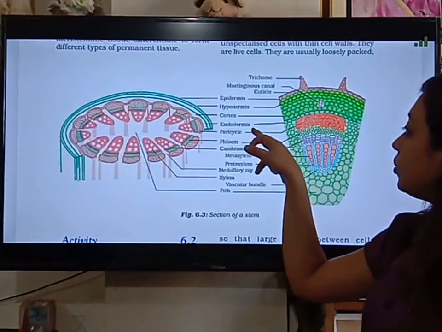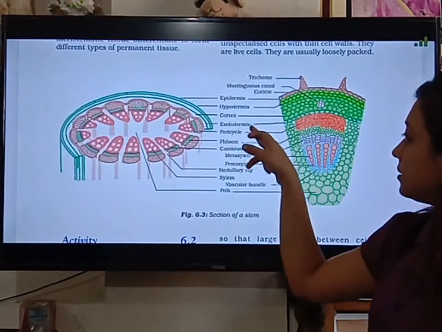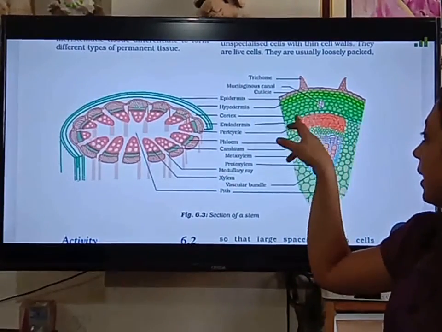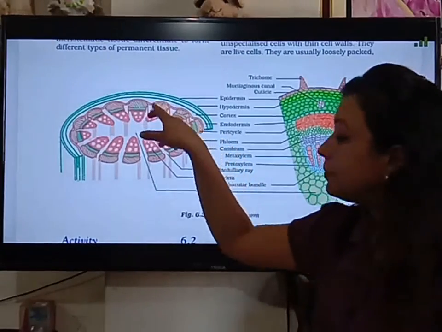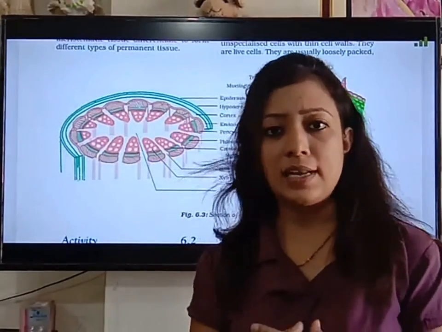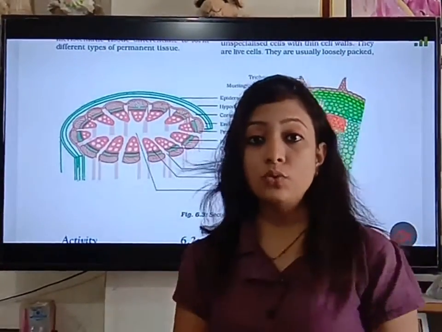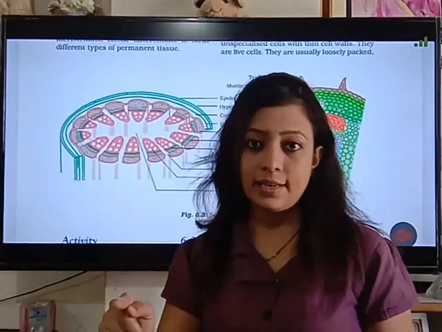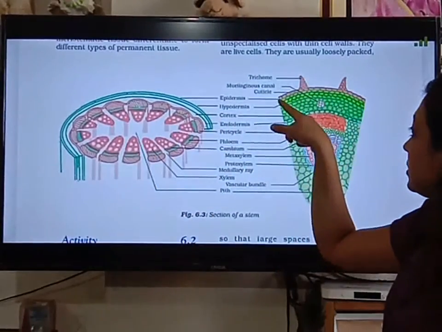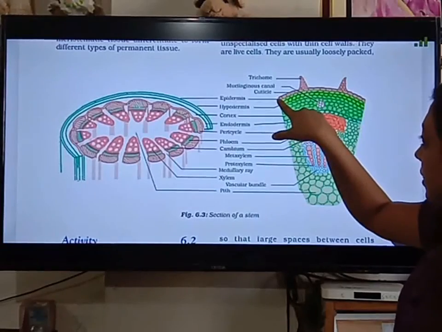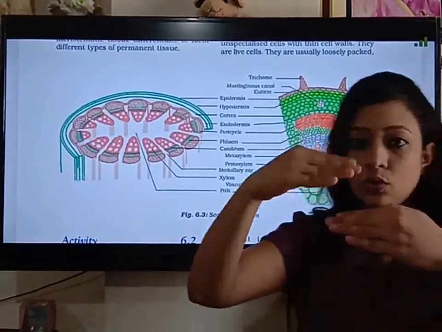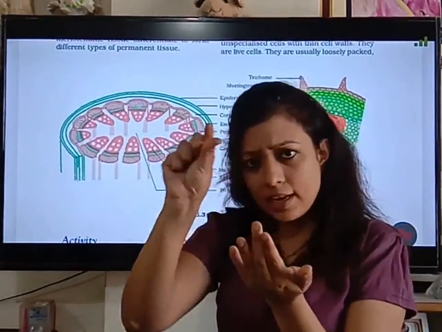Next is endodermis. Here is the epidermis and here is the endodermis. So this is again the endodermis. This is the endodermis here. So children, this epidermis and the endodermis, these two are single cell thin layers. See here, children, only a single cell layer is there. See, this is one cell, another, third. So no overlapping is there. Single layer of the cell is there.